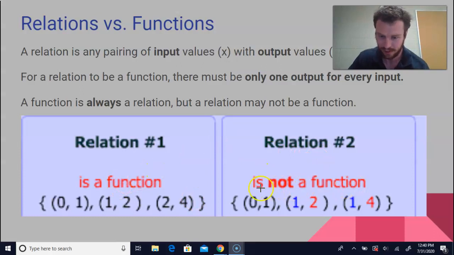Relation number 2 is not a function. 0 has an output of 1, but we see that the input 1 has 2 different output values. Okay, so that is not a function. There must only be one output for every input, and that is not the case right here with the input 1. It has 2 outputs.